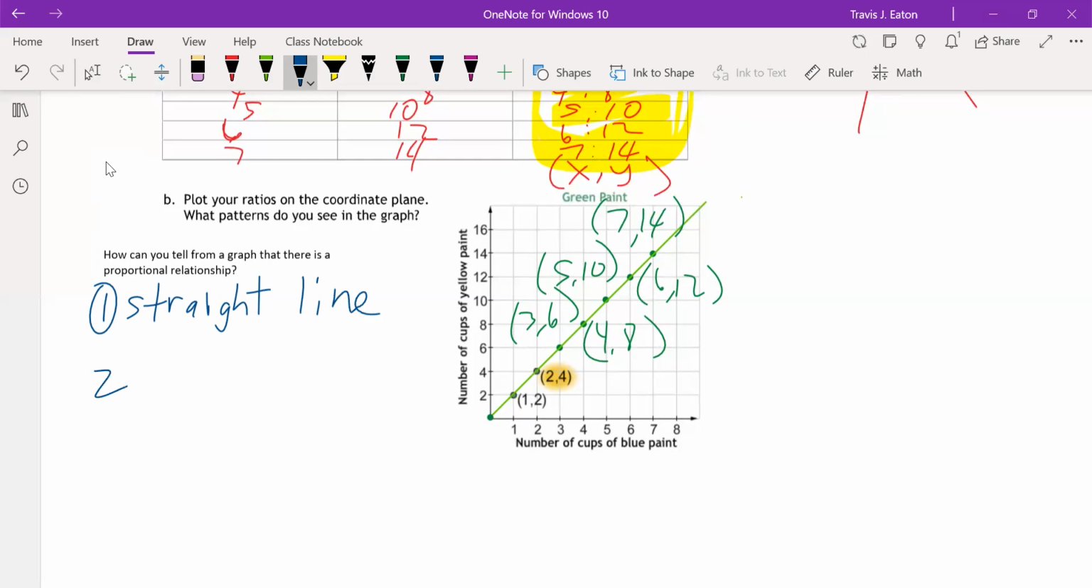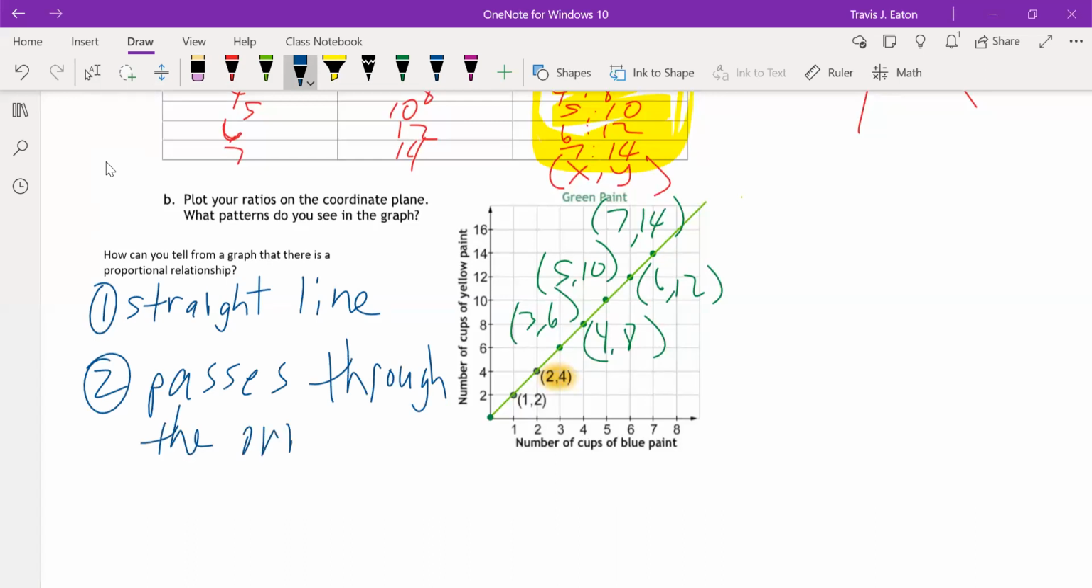And number two, that straight line passes through the origin. Now, if you remember what the origin is on a graph, it is at 0, 0. And you can see from our graph here that it definitely does. 0, 0, right there, passes through, and it's a straight line. So we know that the relationship between the number of cups of blue paint and the number of cups of yellow paint is a proportional relationship.